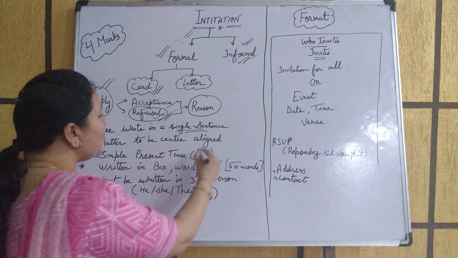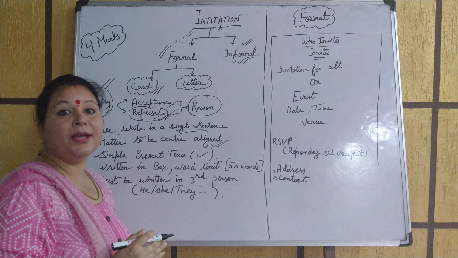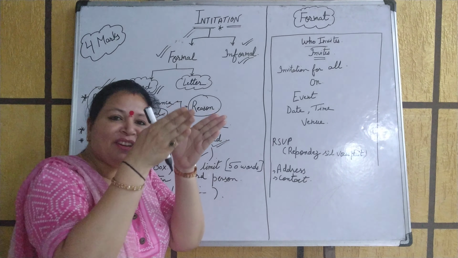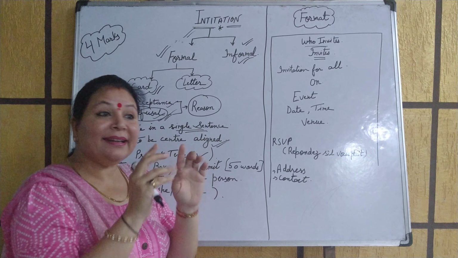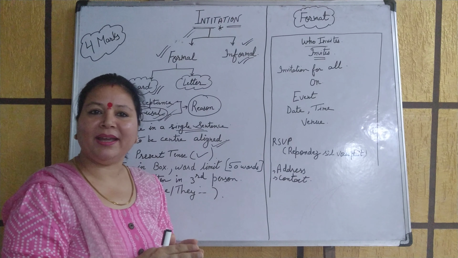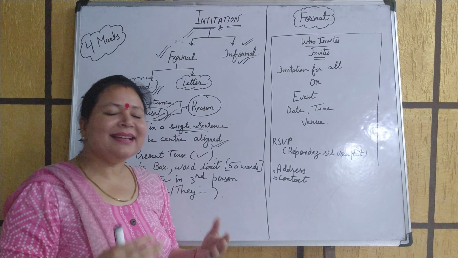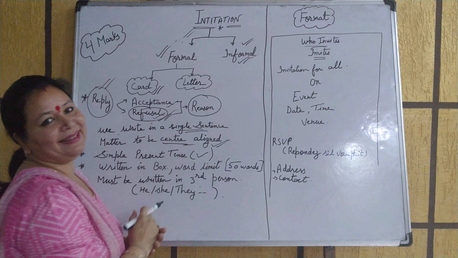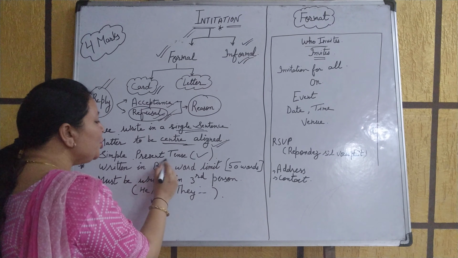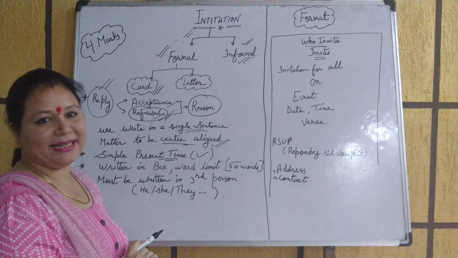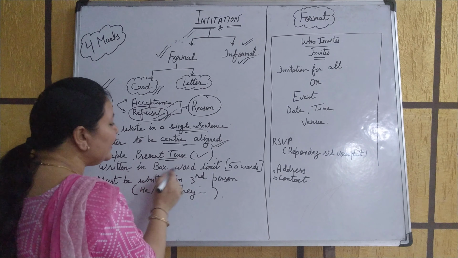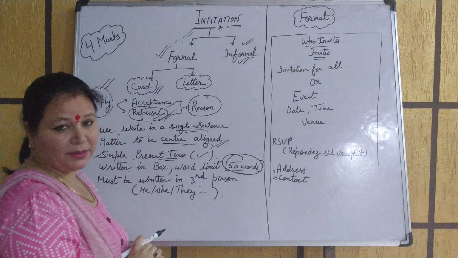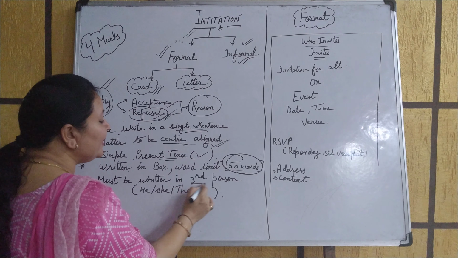The second thing you must keep in mind: whenever you see a marriage card, you would have seen that everything is centralized. Everything is written in a box in a very attractive way. That means when anyone opens the card, the attraction develops. So it must be in the center line. The third thing, you usually have to write in simple present tense, then written in a box, and the word limit must not exceed 50 words, maybe less than that, and it must be written in third person.